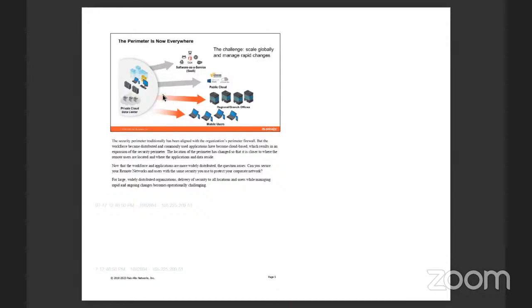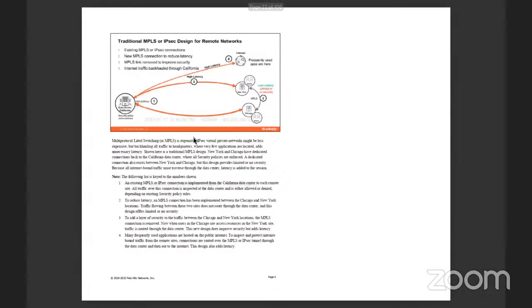Like we have to deploy the perimeter firewall to each and every place, which adds up to the cost. We'll be discussing how we can solve this challenge with the SASE solution. This is one of the challenges which we have currently with the traditional network. And let's see the other challenge as well.